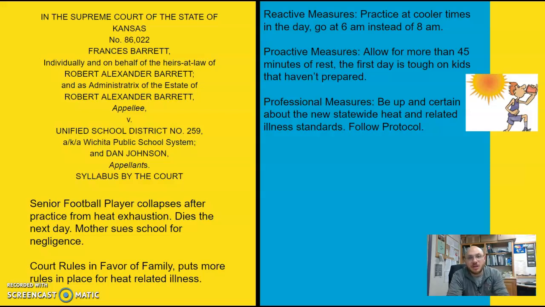So, as far as reactive measures, practice at cooler times. So instead of going at 8, go at 6 a.m. At this time of the year, especially if you're going to do a majority of conditioning, you don't really need a whole lot of sunlight, so you can go earlier. We usually try and get in early. Proactive measures: allow for more than 45 minutes of rest after that first session. It's going to be tough on kids, especially kids who haven't prepared. And I know in 1998, summer conditioning programs probably weren't as popular as they are now. But with that heat index, you've really got to be careful.